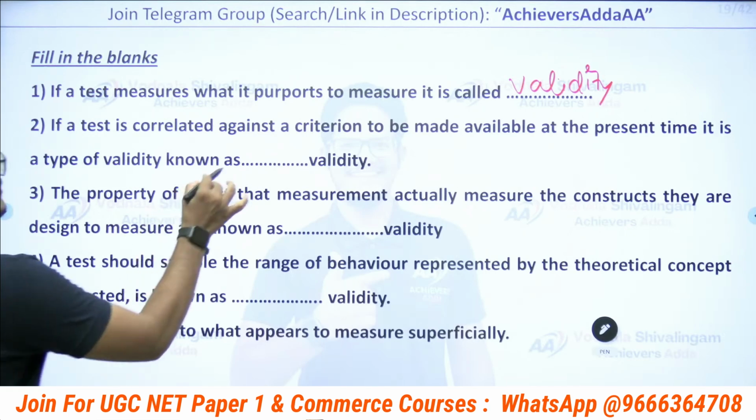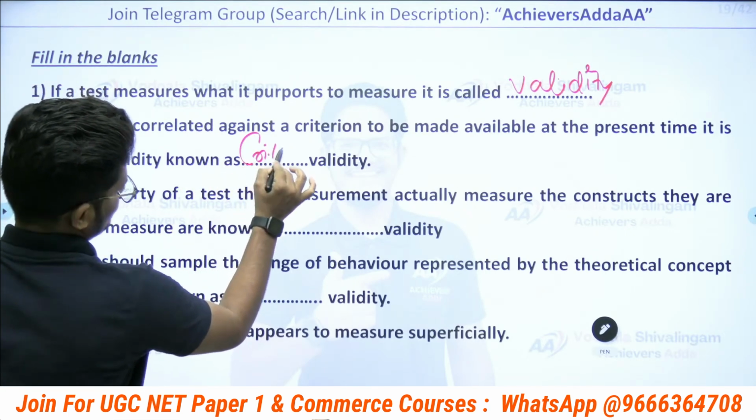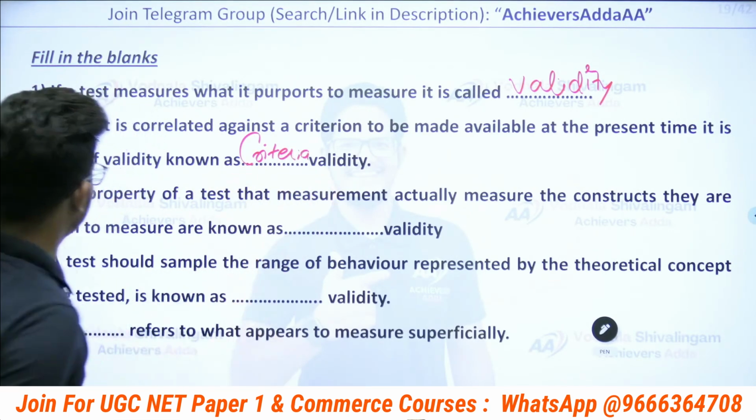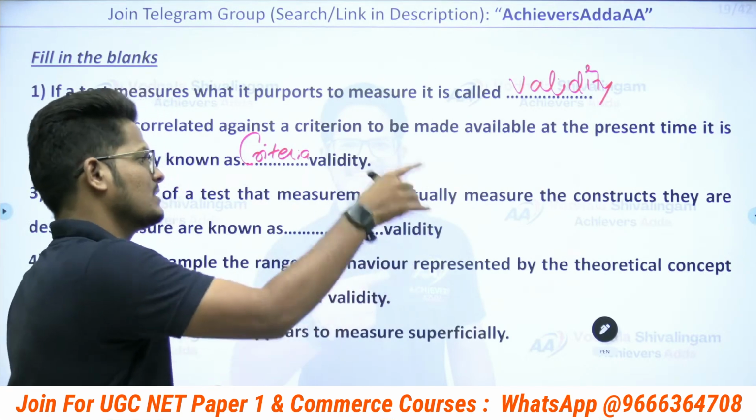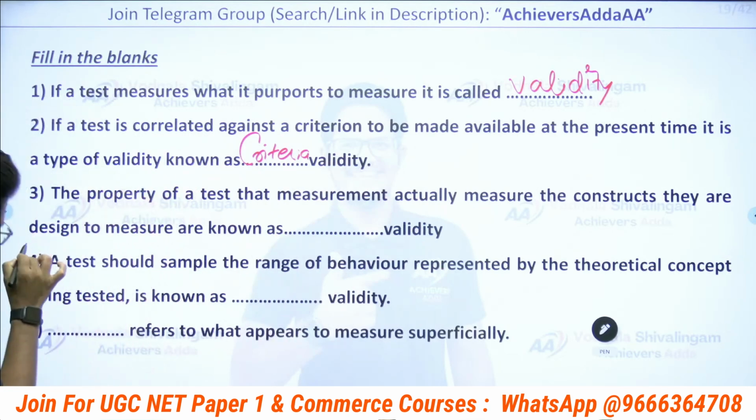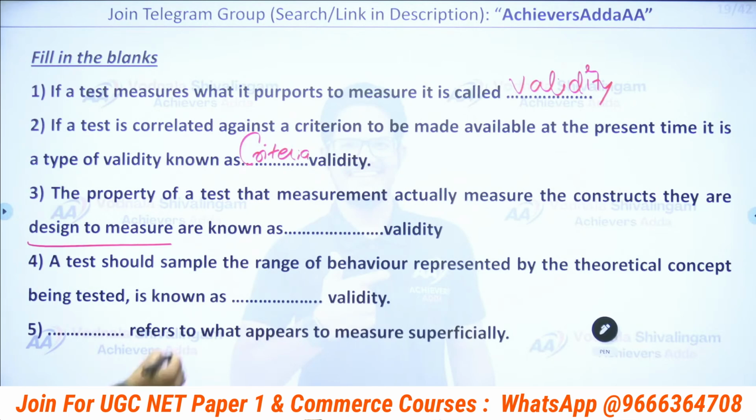Second one is criterion validity. Super, excellent. Next, third one: the property of a test that measurements actually measure the construct that they are designed to measure. Third is construct validity.